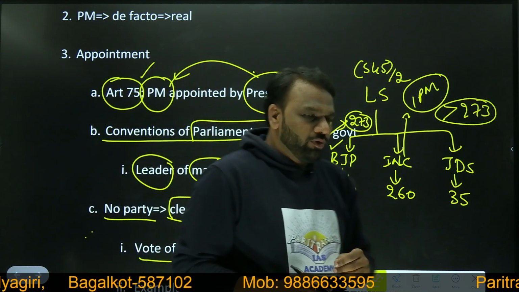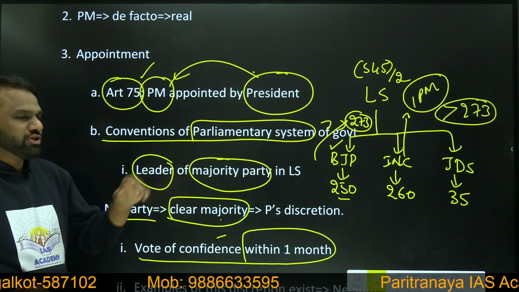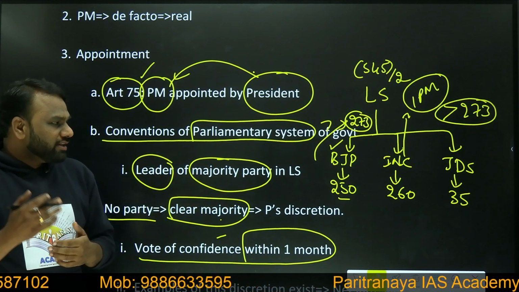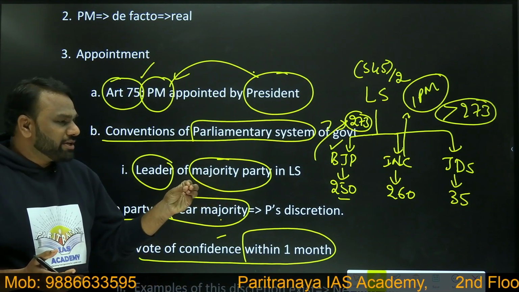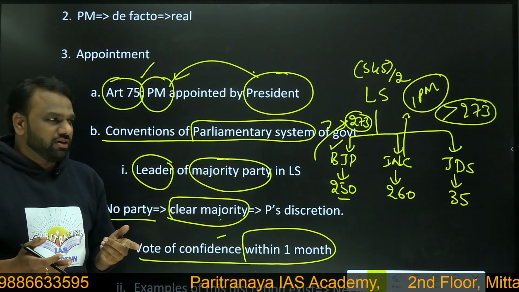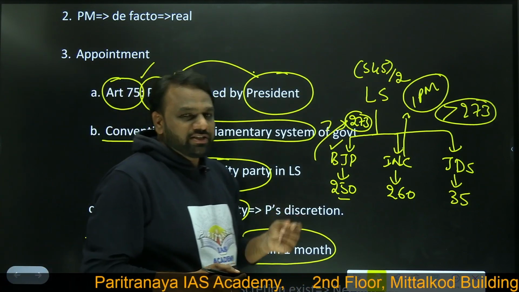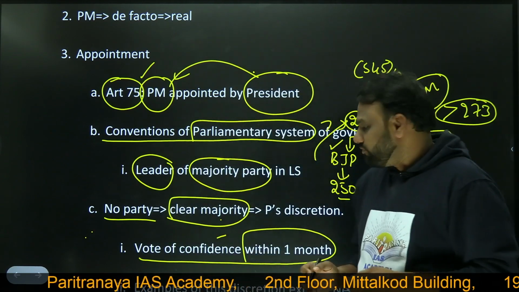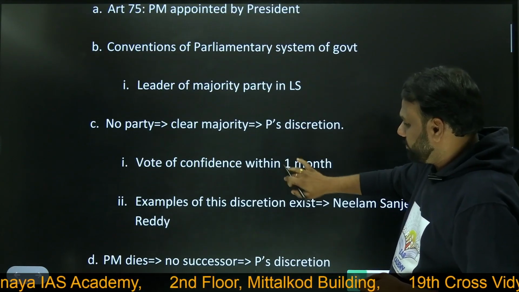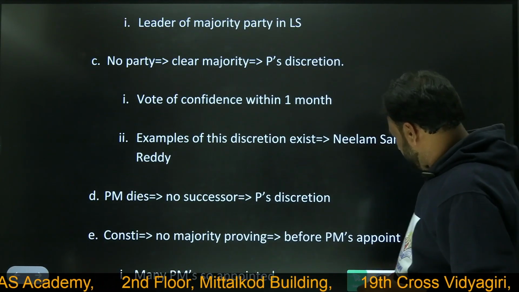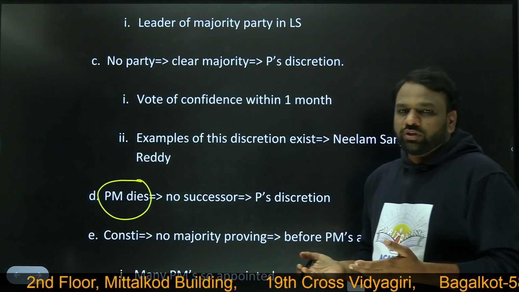So this is one scenario wherein there is no clear majority. Another scenario wherein the President can appoint the Prime Minister based on discretion. The other thing is when the Prime Minister dies without a successor. See here. So when the Prime Minister dies, for example, when Indira Gandhi died, there was no successor.